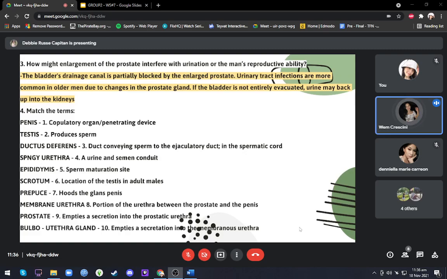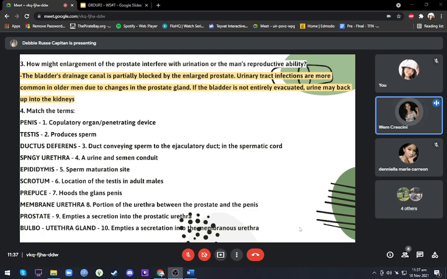And then number four, match the terms. We have here the copulatory organ or the penetrating device. We have here the penis. Number two, it produces sperm. We have here the testis. Number three, the duct conveying sperm to the ejaculatory duct in the spermatic cord. We have here the ductus deferens. And then number four, the urine and semen conduit. We have here the spongy urethra. And then number five, sperm maturation site. We have here the epididymis.